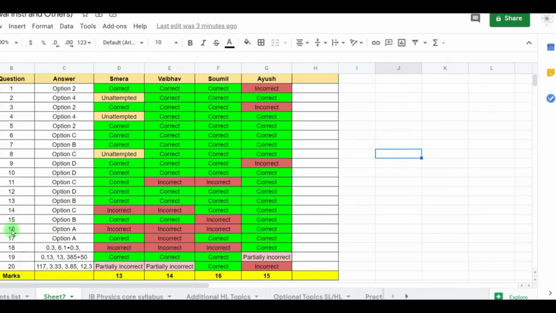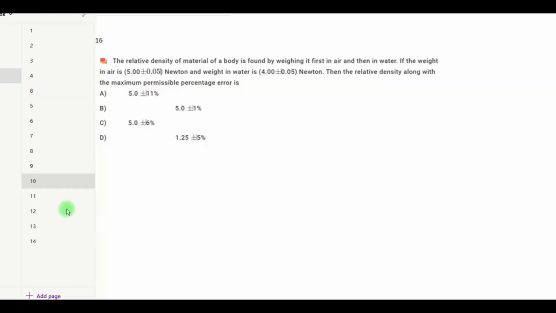Next is question 16, which only Ayush has attempted correctly. So let's see how to solve this problem. Question number 16. In this question, the weight of a material in air is given and its weight is given in water. So using these values, we have to find the relative density along with the maximum percentage error.